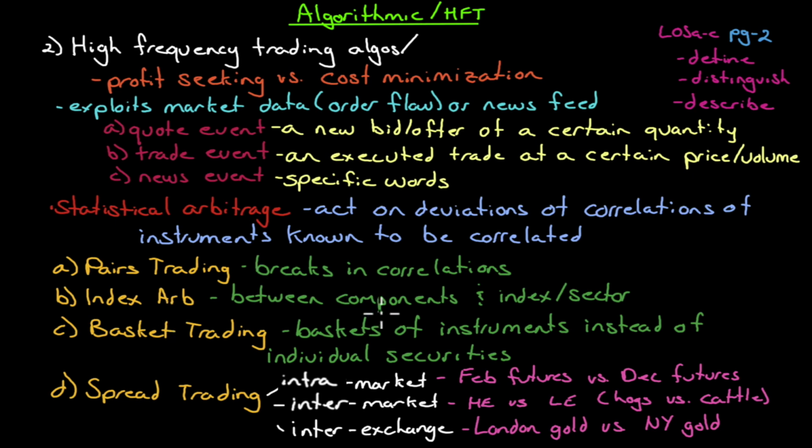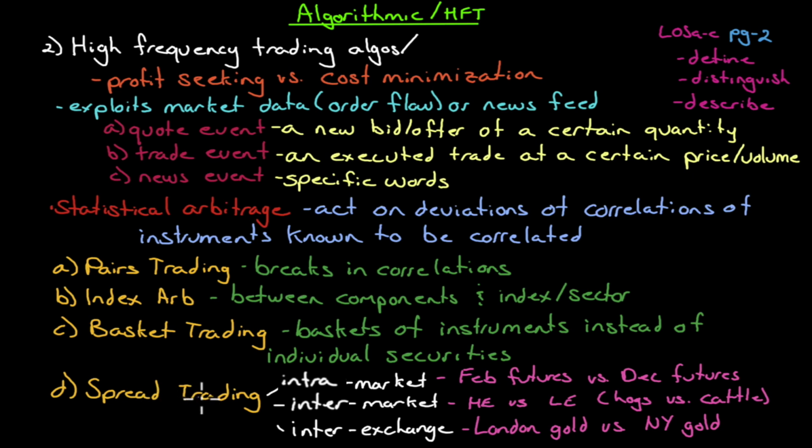Index arb, between the components of the index and the index itself, or between the components and the sector. Breakdowns in correlations there. Basket trading: rather than looking at individual stocks, you will look at a basket of instruments instead of individual securities. And perhaps there's a correlation within that basket, or that basket is correlated to something else, and that correlation breaks down.